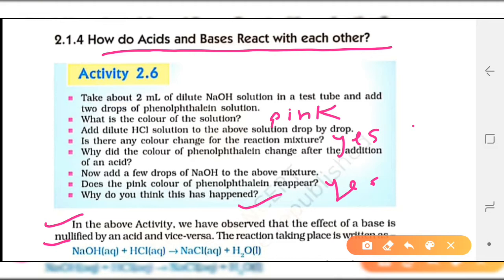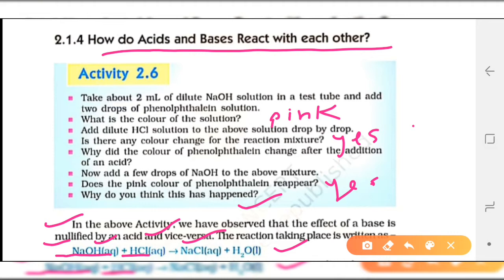The reaction taking place is written as, here you can see, NaOH aqueous solution and then hydrochloric acid. These two are the reactants. NaOH plus HCl gives NaCl, which is the salt or aqueous solution of the salt of that metal, and then water, H2O. So this is the reaction.